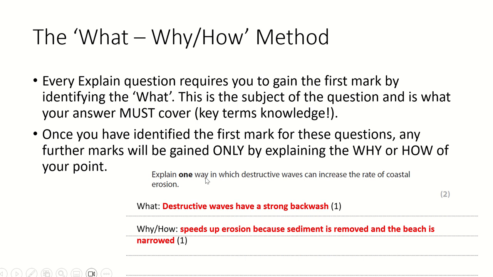If it was explain 1 for 3 marks, you could then extend this a bit further with a this leads to or which can. So if there's sediment removed from the beach and it's narrower, this means there is less distance between the sea and the cliffs, causing greater cliff erosion. Okay, that's just extending it a bit further, explaining it a bit more.